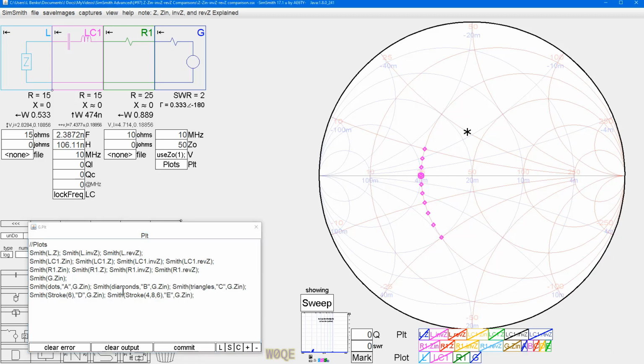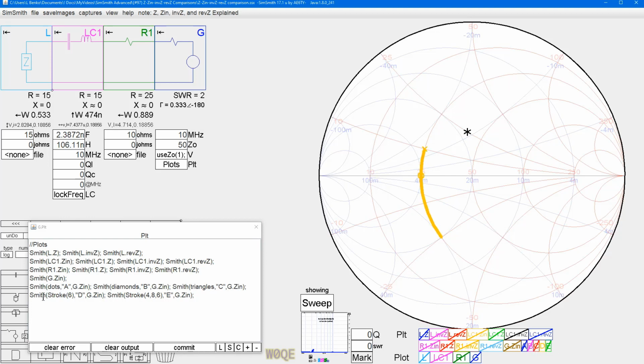It's the same thing, except I said plot diamonds. SimSmith can plot all kinds of shapes: dots, diamonds, triangles, stars. And it's the same plot again. Likewise, if we go over here to C, we see triangles. Now, let's go to the last two real quickly.